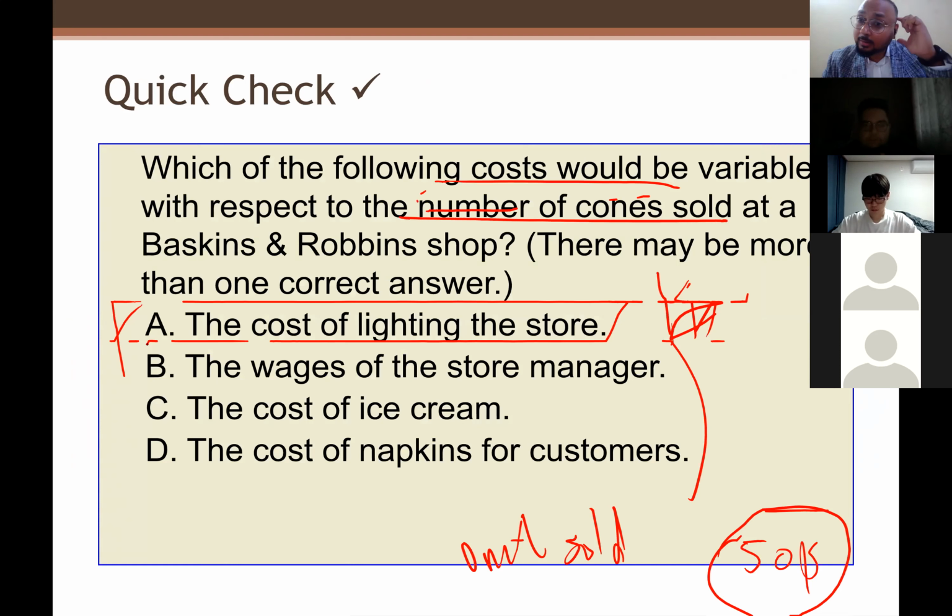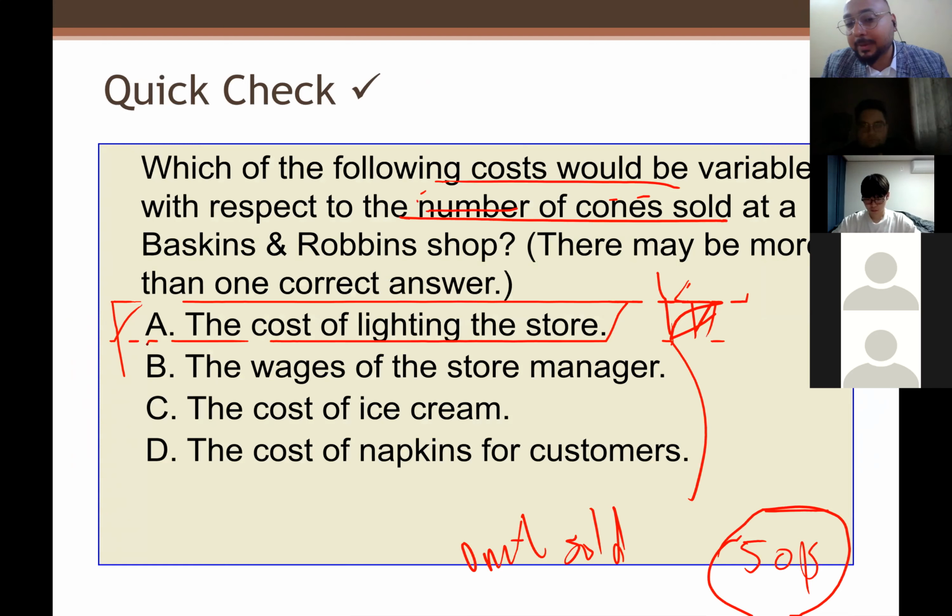If you sell 10 ice creams, the cost will be higher, right? You have to purchase more sugar, more cream, more cones, right? If you sell 1 million ice creams, then you need to order the raw material according to 1 million ice creams, right? This is variable cost.